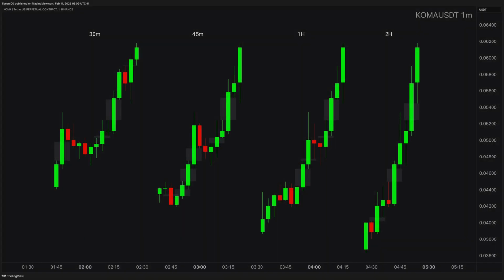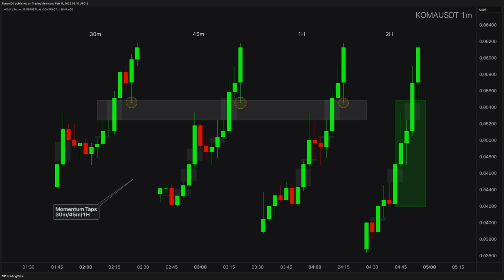Let's chat about this interesting coin called Comma USDT. It had a very nice price action this morning. First thing you can notice is this is a very strong price action with momentum imbalances. At some point, price dips to these momentum imbalances and taps before the rally. If you check out the 2 hours time frame on the right, you can notice how dominant the buyers are, strongly pushing the coin up.